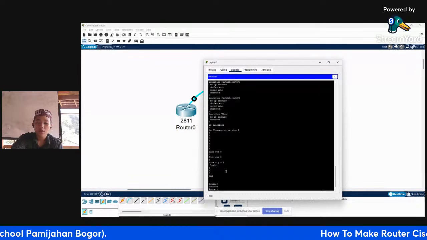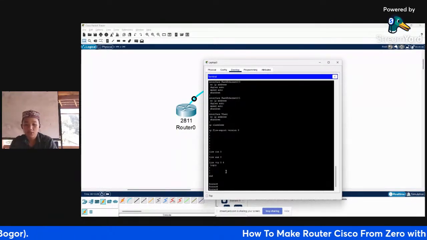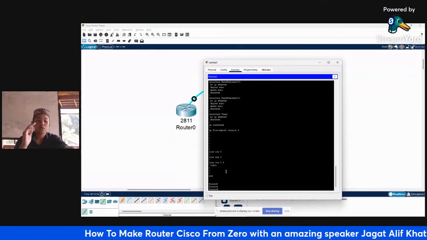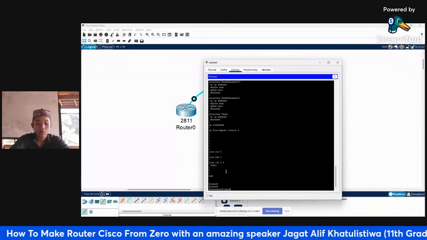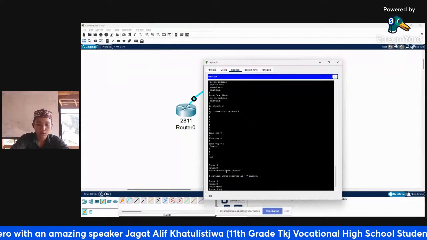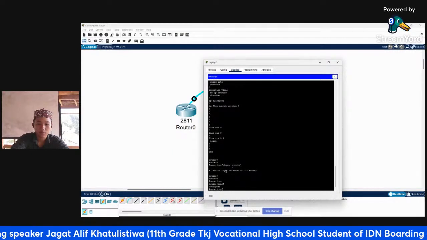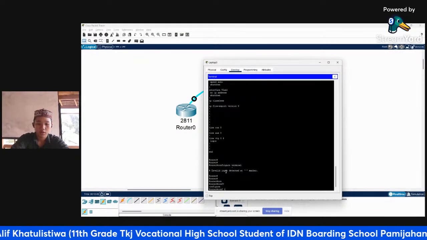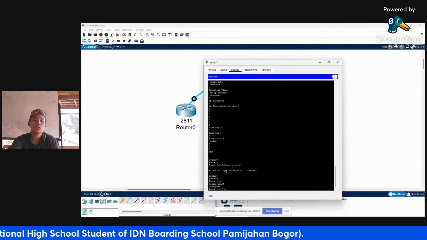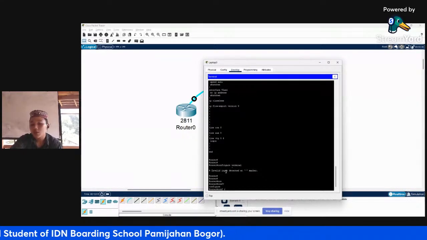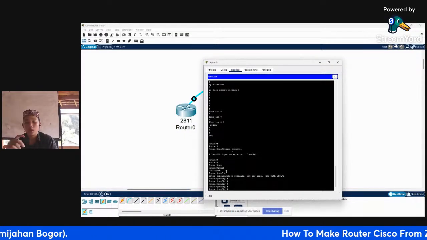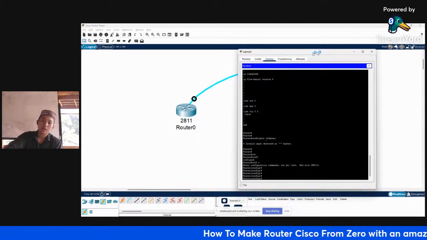So to configure the IP, first we must know how to enter global configuration. In privilege mode, we must type configure terminal, like that. Sorry, conf t. As you know, we should use the easiest way, so we can just type conf t. Enter. Okay, we have entered configure terminal.